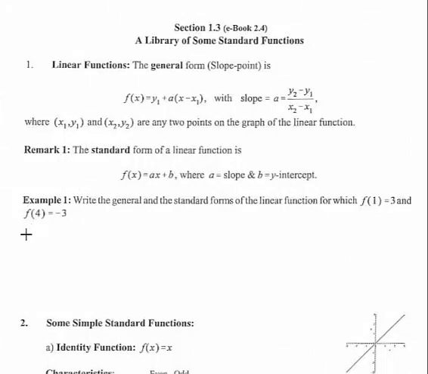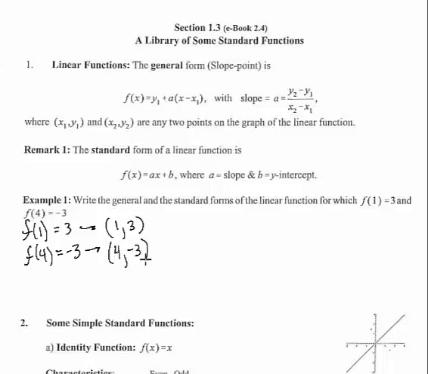But as I was saying, f of 1 equals 3 can be converted into 1 comma 3. And then f of 4 equals negative 3 can be converted into 4 comma negative 3. Alright, so if we take this equation, the general form, f of x equals y1 plus a times x minus x1.